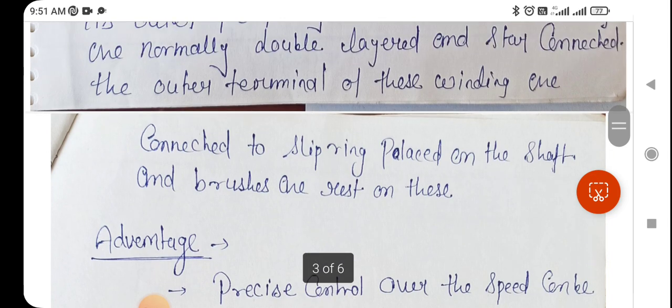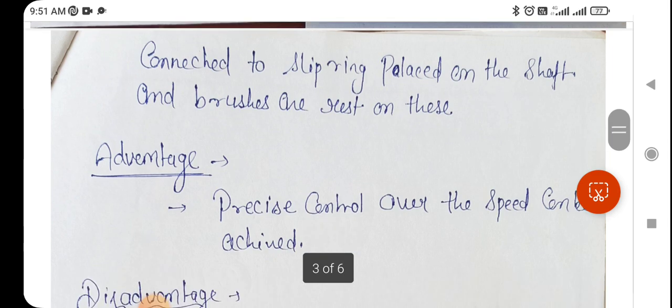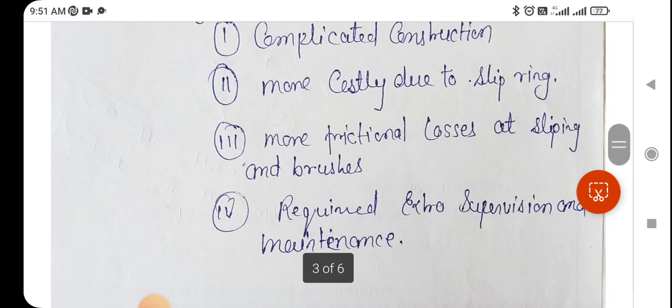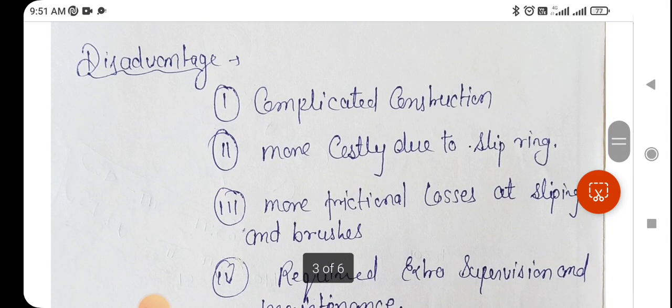In this rotor, the slip ring is connected with the shaft and brushes also rest on it. So the advantage: with this kind of rotor a precise control of speed can be achieved. And this is the major disadvantage of the wound rotor.